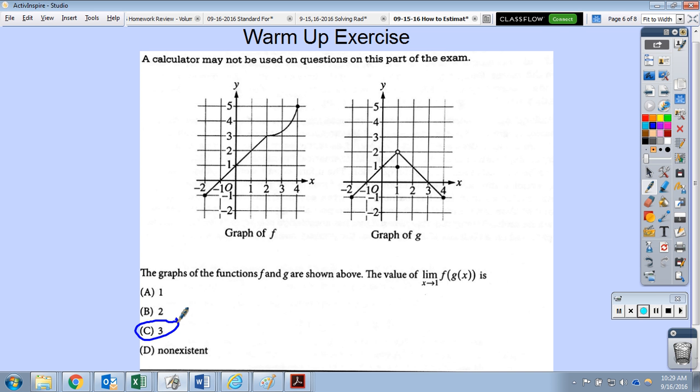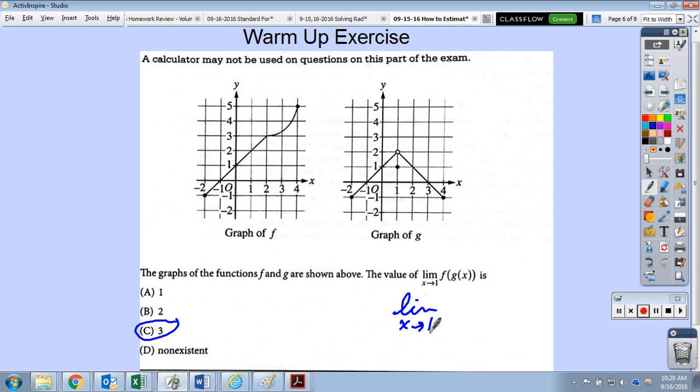So aren't you finding the limit as x approaches 1 of f of 2? G of x is 2, right? So it's the limit as x approaches 1 of f of 2, right? I just don't understand why it changes to the limit as x approaches 2. That might actually be the correct way to think about it, which would be 3.